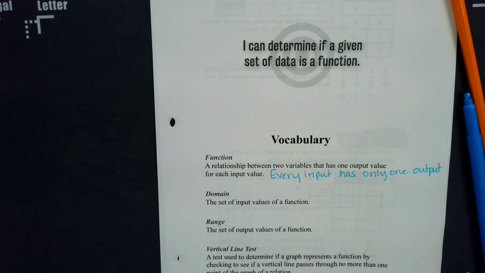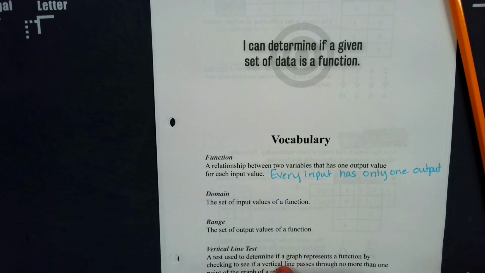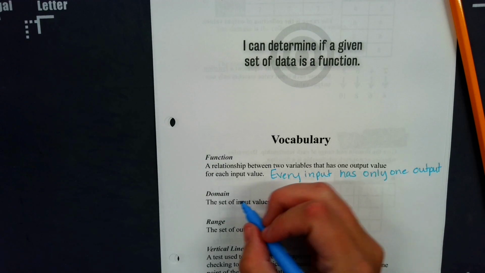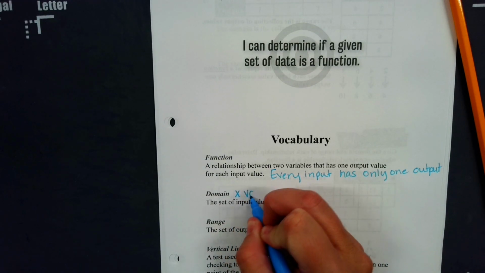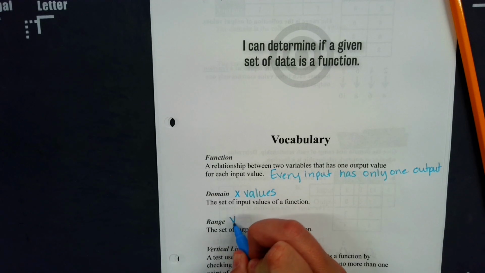You're going to see the words domain and range. Domain is your input value. So is that your X or your Y? Your X. So these are your X values. And it's going to have range, the set of output values. So what's the output? Y values. Very good.